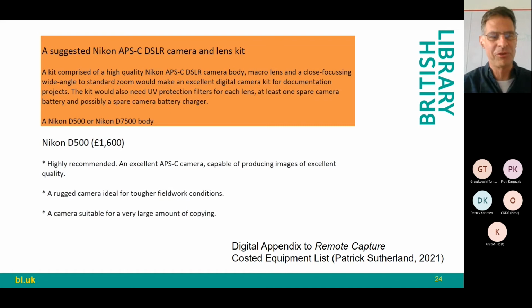So, for example, this is from the 2021 digital appendix by Patrick Sutherland, and it's got some specific setups. This is just one of them, using a Nikon D500 camera and talking about the advantages of this. So we try to give a range of possibilities from relatively lower costs to if you've got a bit more money. And of course, when you have more money, then you can spend on equipment that might be more rugged, keep out dust, and last longer.